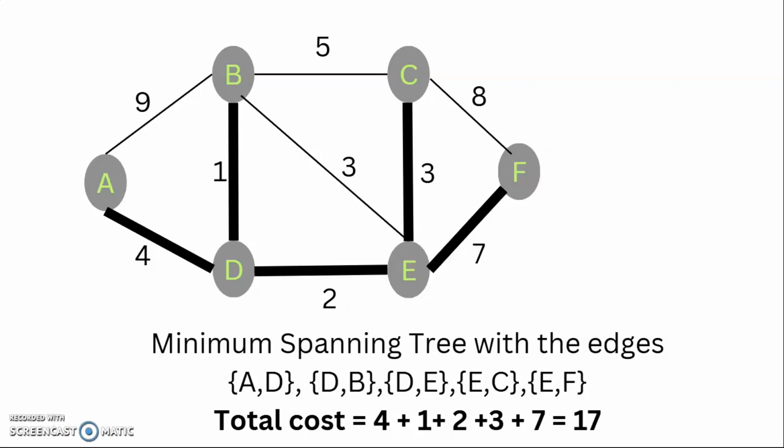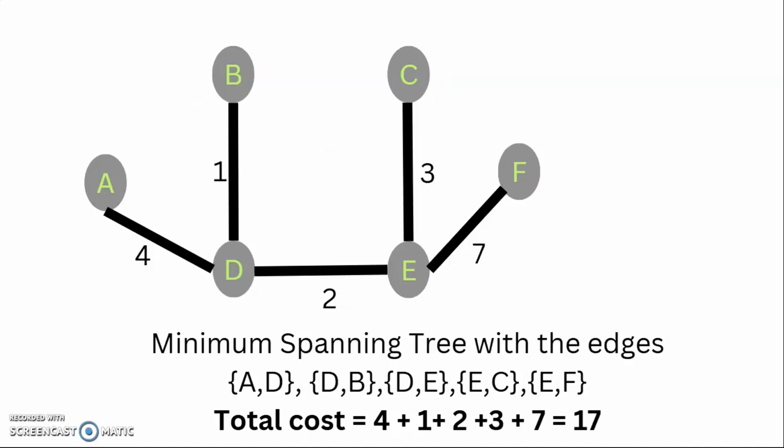So the minimum spanning tree has the edges AD, DB, DE, EC and EF. You just add the weights of all these edges, so you are getting 17. So the total cost of the minimum spanning tree for this given graph is 17. So you can finally conclude it like this. The total cost is 17.